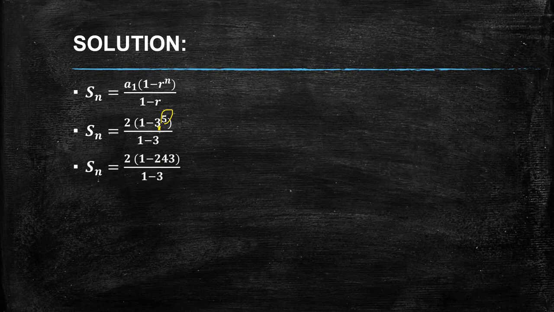And then, perform natin yung operation sa loob ng parentheses. So, we have here an exponential form. We need to first get the value of 3 raised to 5. So, what is 3 raised to the 5th power? It's like 3 times 3 times 3 times 3 times 3. So, our product is 243. And then, all over 1 minus 3.